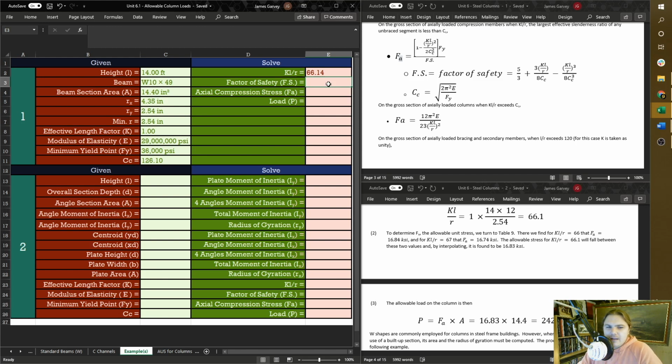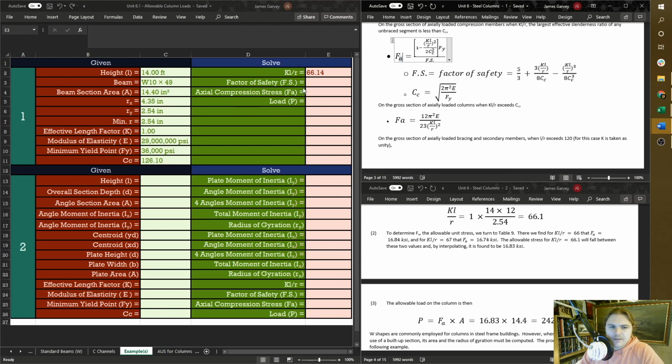With our KL over r calculated, now we can do the equations for factor of safety and axial stress. The text has you run through a table to find the axial stress. We're actually going to put in the equations, so when we do our calculator and all the equations and conditional formatting for our table, we don't have to look through a table to find what we're looking for every time. So let's start with our factor of safety. And the equation's right here.